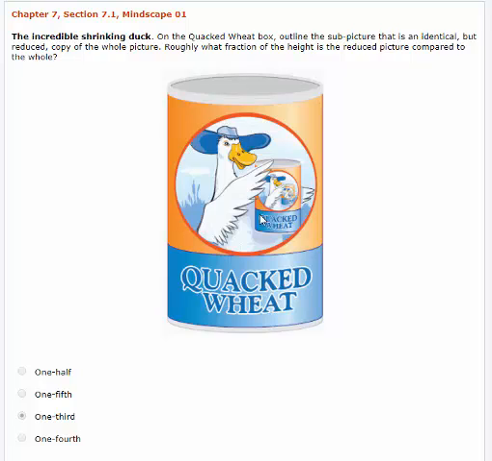On this quacked wheat box that you see here, outline the sub-picture that is an identical but reduced copy of the whole picture. Here's the original box, and embedded within it, the duck is holding another one of these wheat boxes, and within that picture, the duck is holding another one, and so on and so on. The question says, roughly what fraction of the height is the reduced picture compared to the whole? What you have to do is guesstimate this reduced picture.